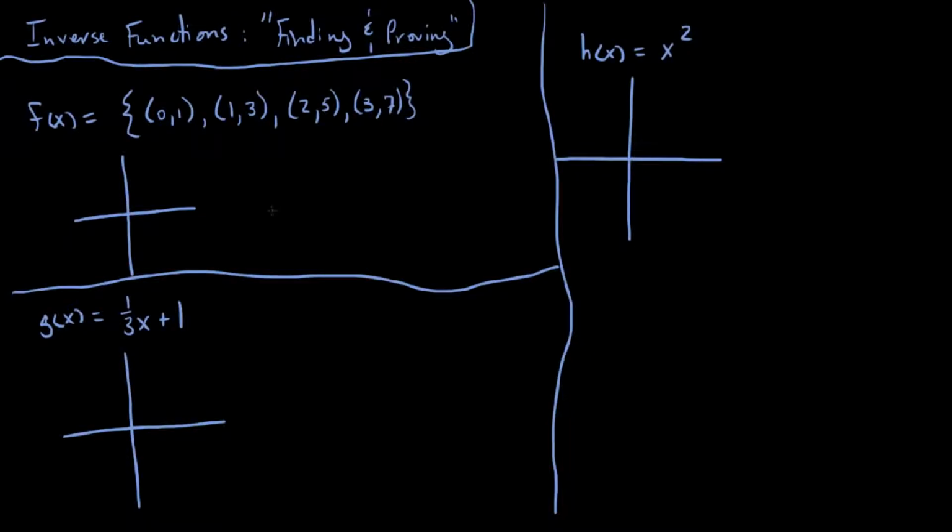Everybody, in this video we're going to run through a few examples of both finding inverse functions given an original function and proving that, say, two functions are necessarily inverse functions, okay? And so let's start from the last video, okay?